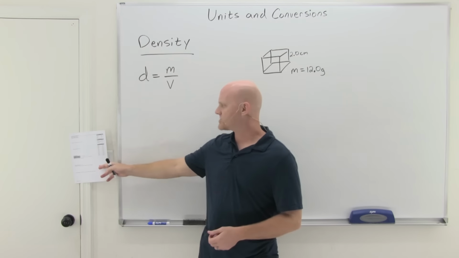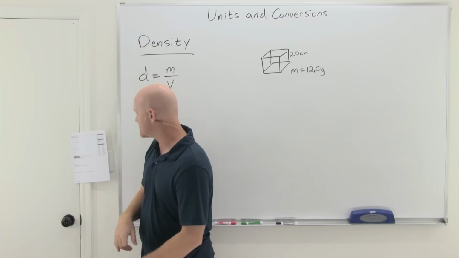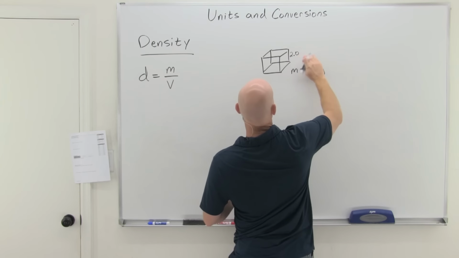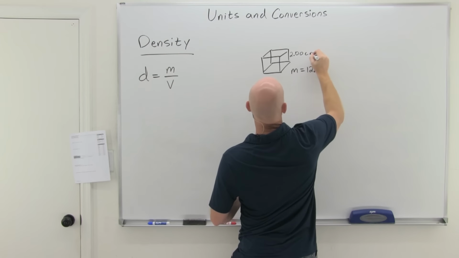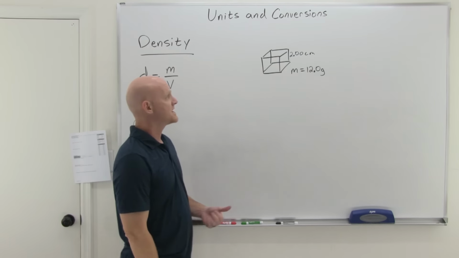All right, so the first question on your handout involving density is, a cube with 2.00 centimeter edges weighs 12.0 grams. What is its density? So let's write this correctly. 2.00 centimeter edges weighs 12.0 grams. And in this case, what is its density?